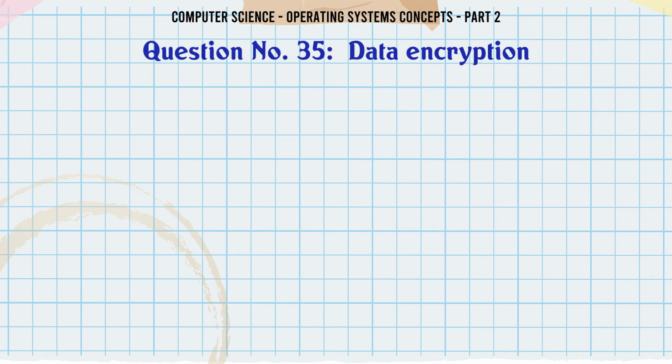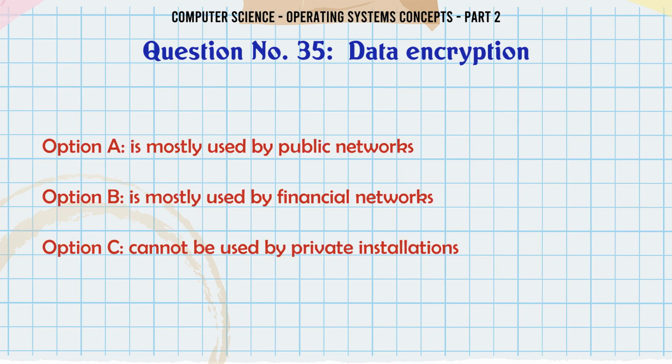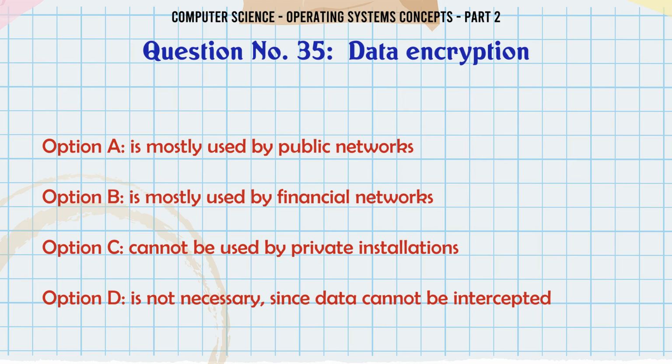Data encryption. A. Is mostly used by public networks, B. Is mostly used by financial networks, C. Cannot be used by private installations, D.